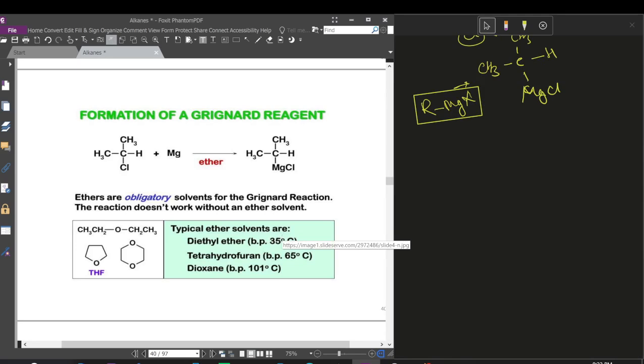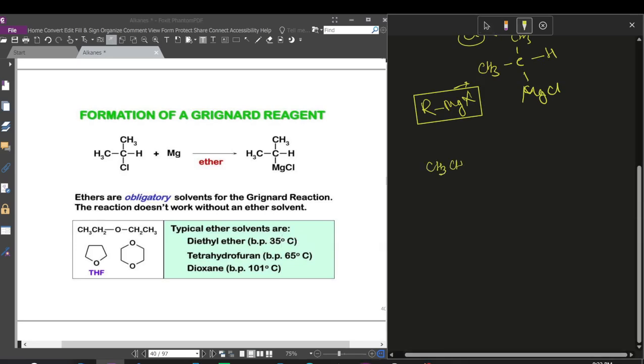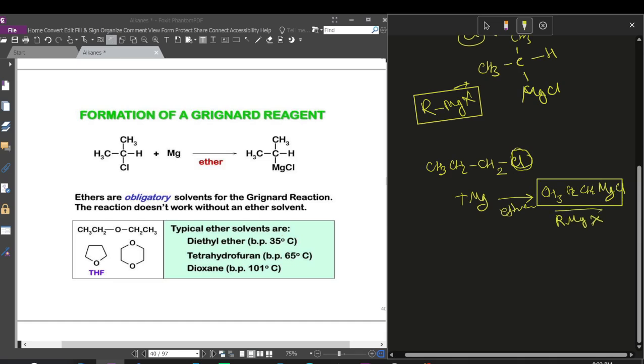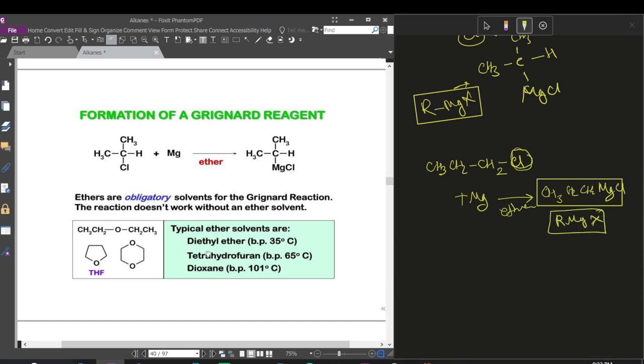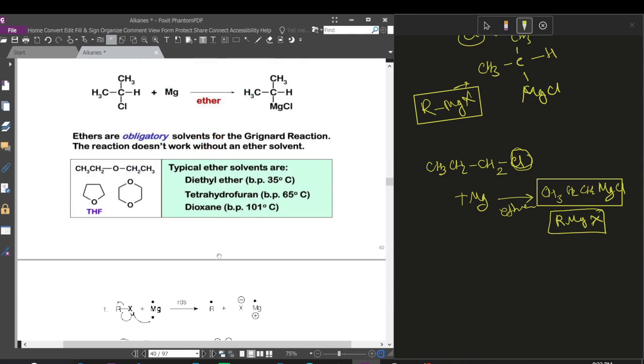We can also use a primary or secondary one. If you use CH3CH2CH2Cl, this is also an alkyl halide, but this is a primary alkyl halide. So that's why this will also form a primary Grignard reagent. In the presence of ether, the magnesium will react, attaching with the chlorine. So this will form CH3CH2CH2MgCl. So this is our Grignard reagent, RMgX. We further use it to produce alkanes or other organic chemical compounds.